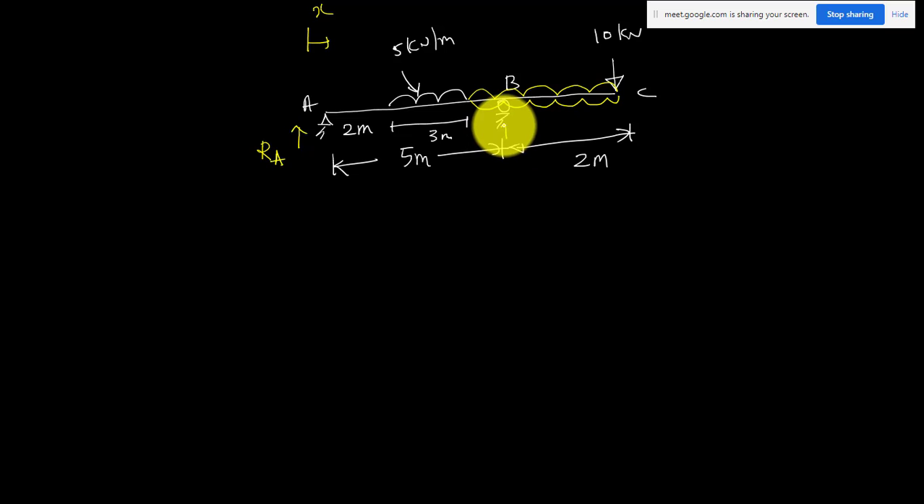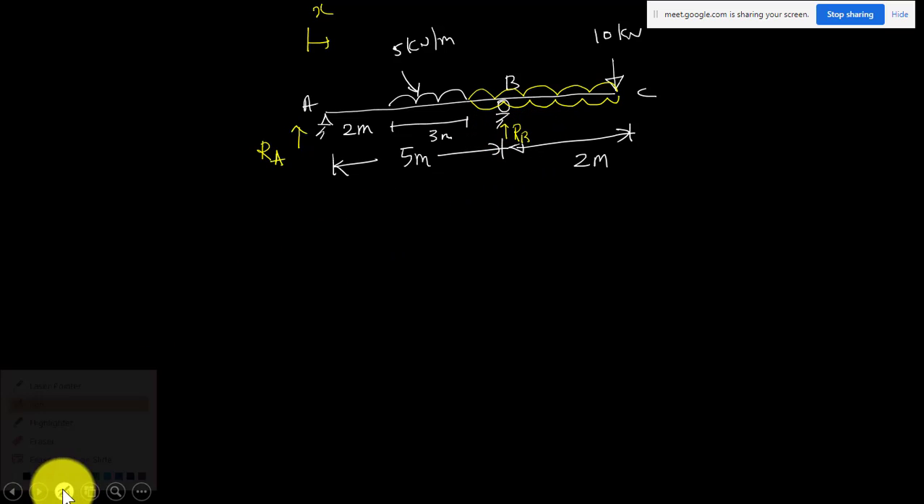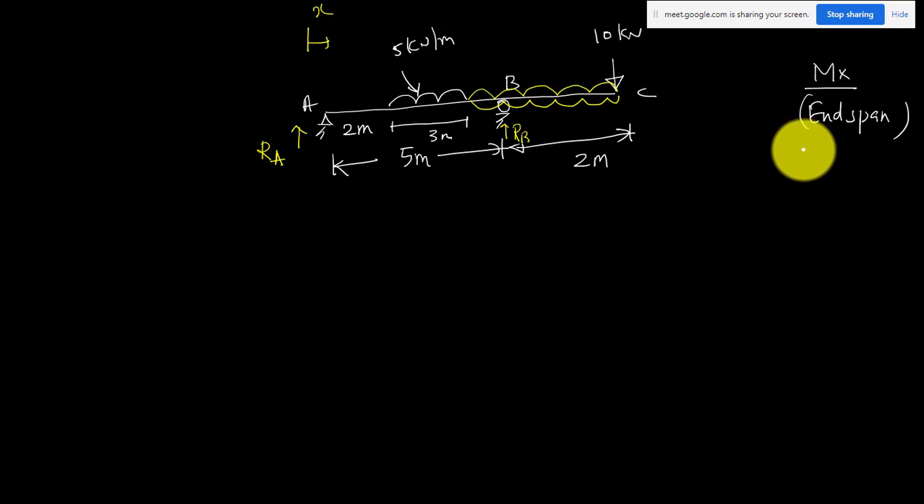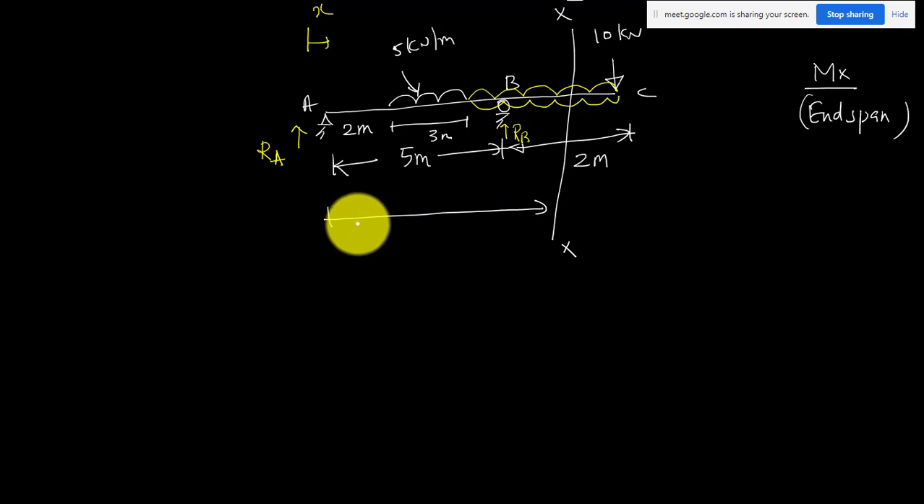So now we can write. You take a section, where I am measuring x from the left end A. You have to write the moment for the last span. You remember these points. You write the moment equation only for the last span. What is the last span? Your span BC. You take a section here. X is this distance.